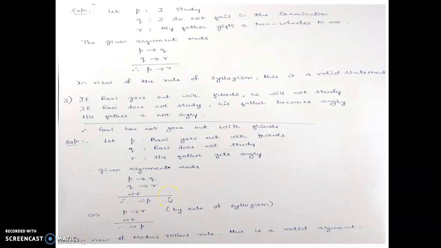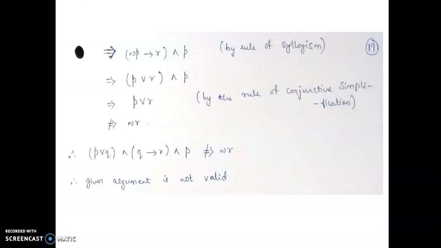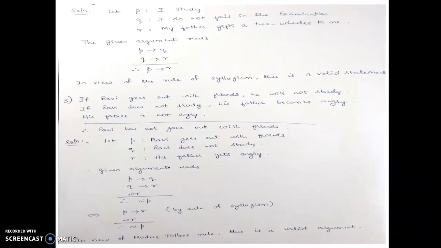What is to be stressed here is P conditional Q, Q conditional R. So if we see the rules of syllogism, we can easily write P conditional R. So that is applied over here. Negation of R as it is. Since we have negation of P, we can consider the statement as modus tollens.